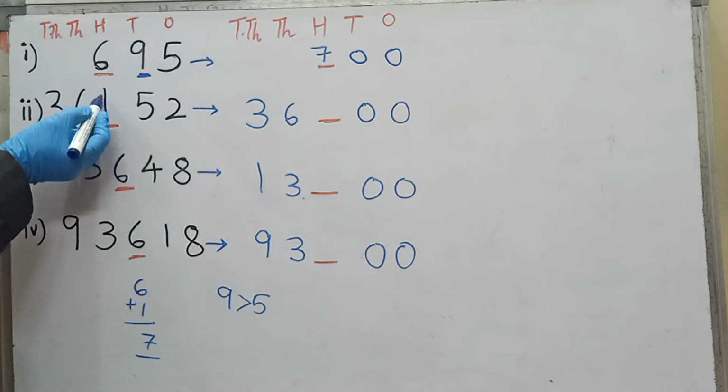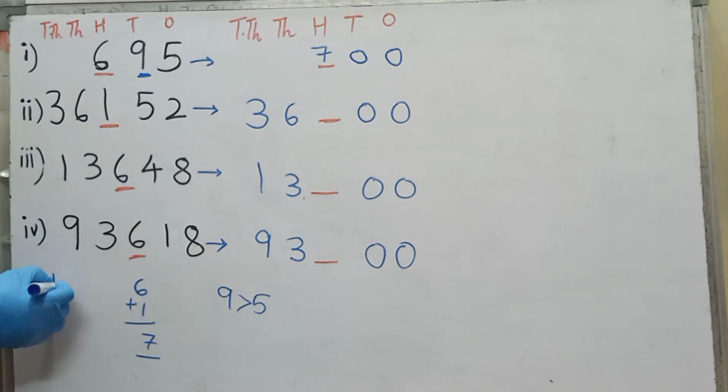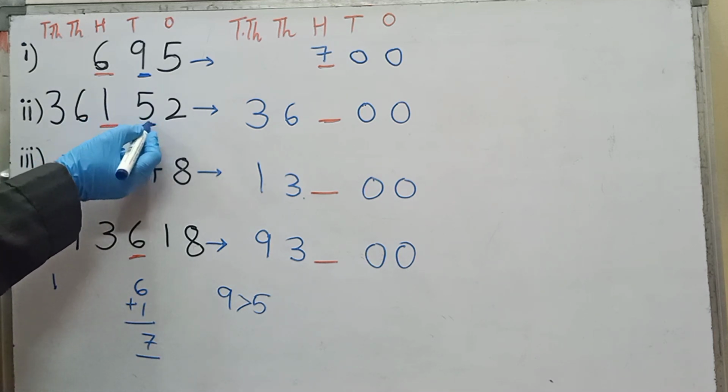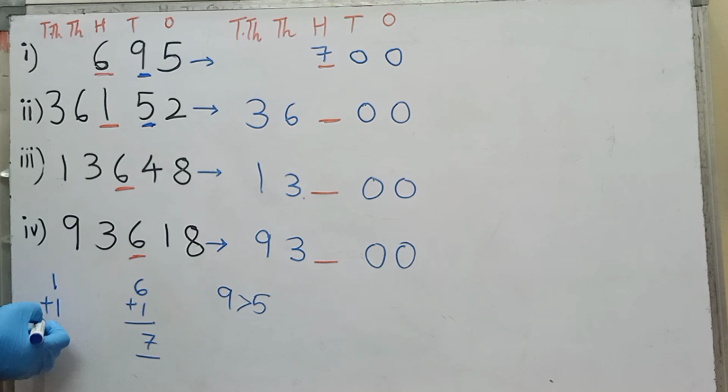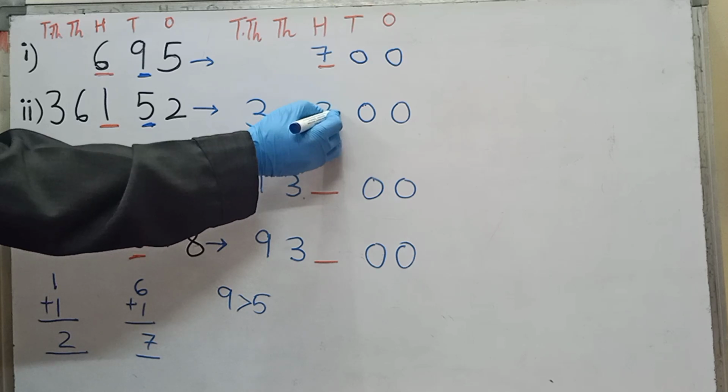Similarly, we will check this. In the 100 place we have 1. Then the beside number is greater than or equal to 5? Yes, it is 5. So what do we have to do? We have to add 1. 1 plus 1, 2. So we will get 2 here.